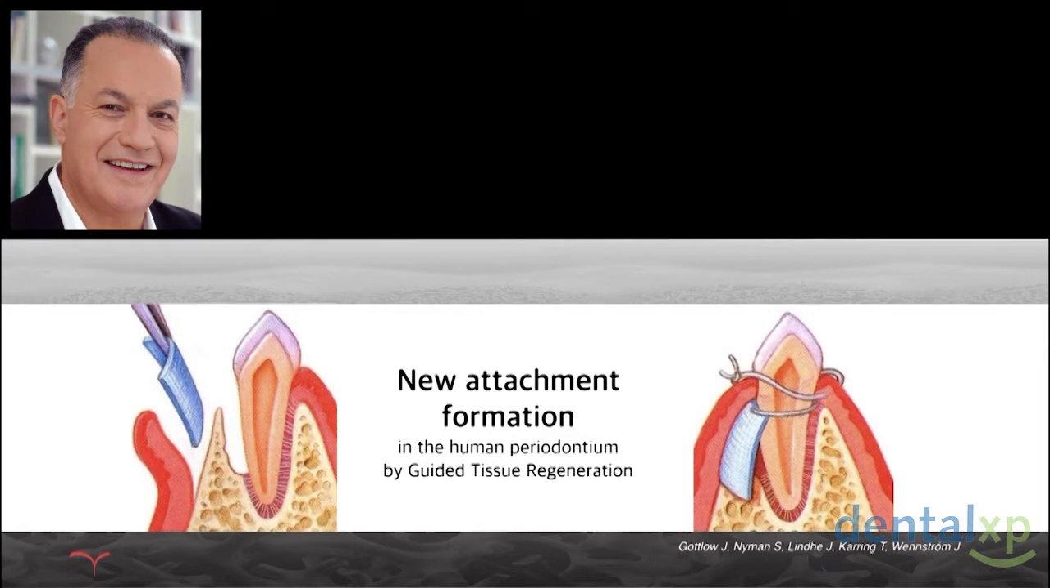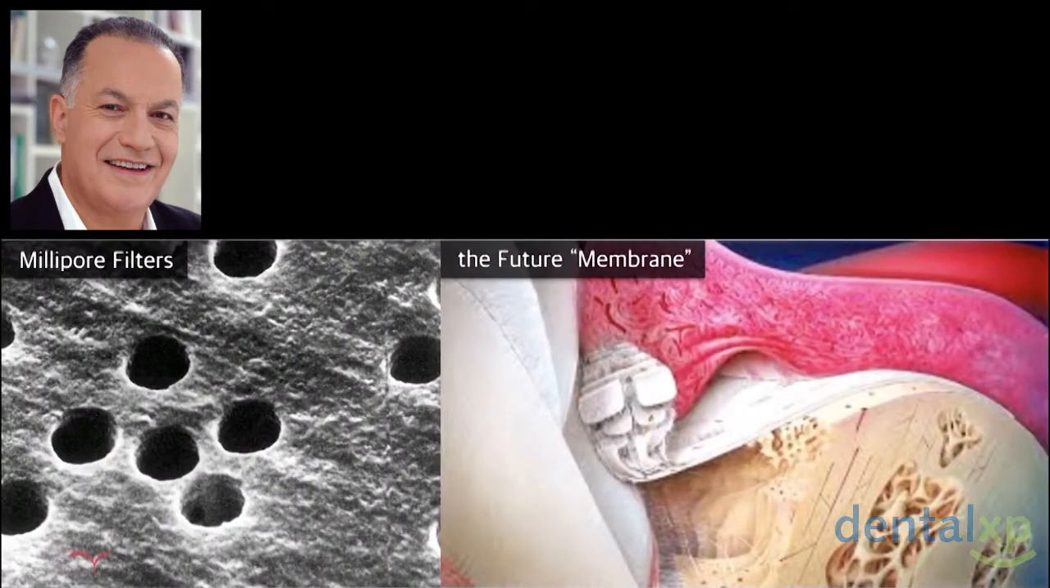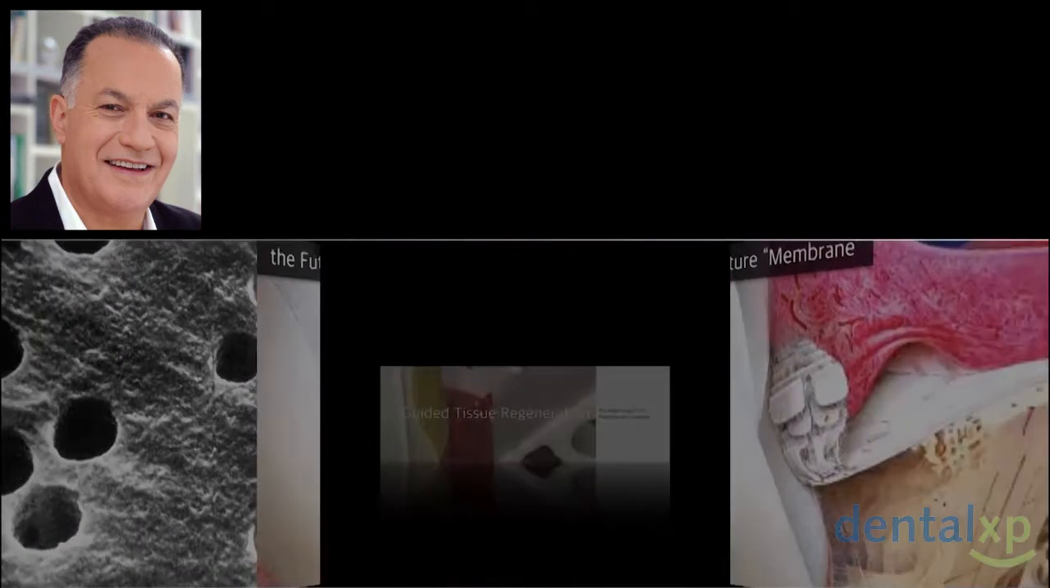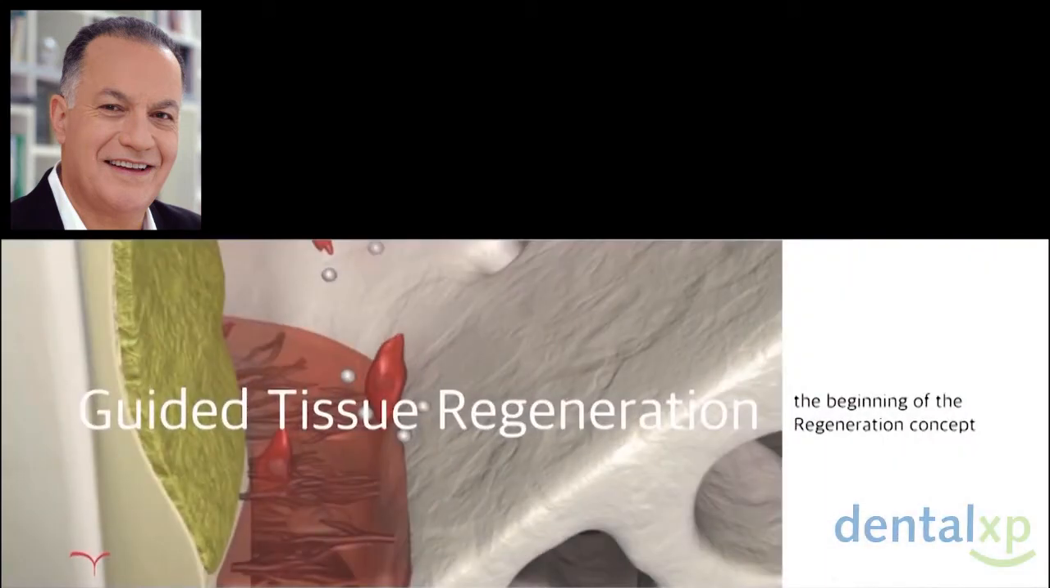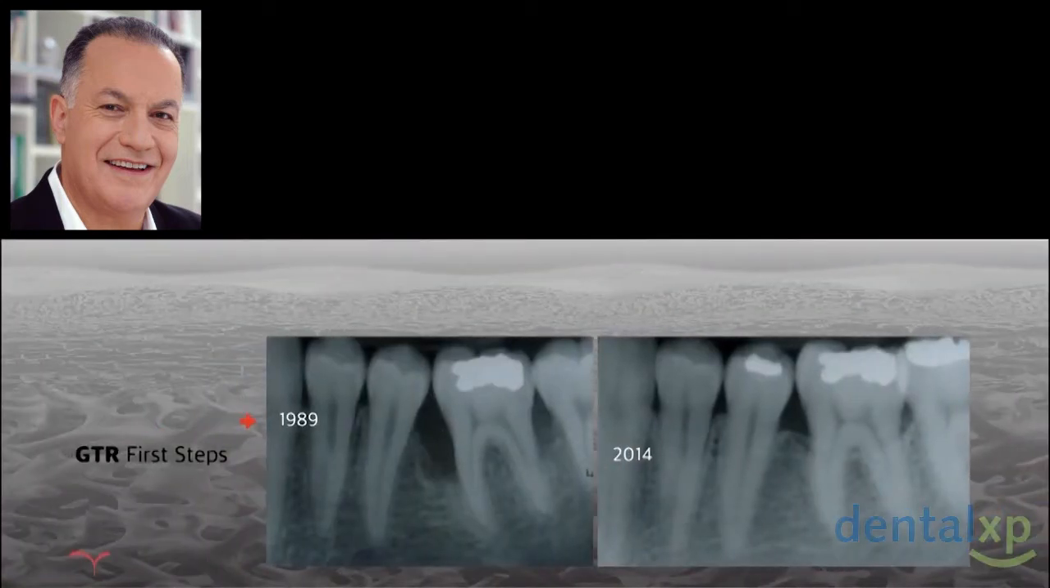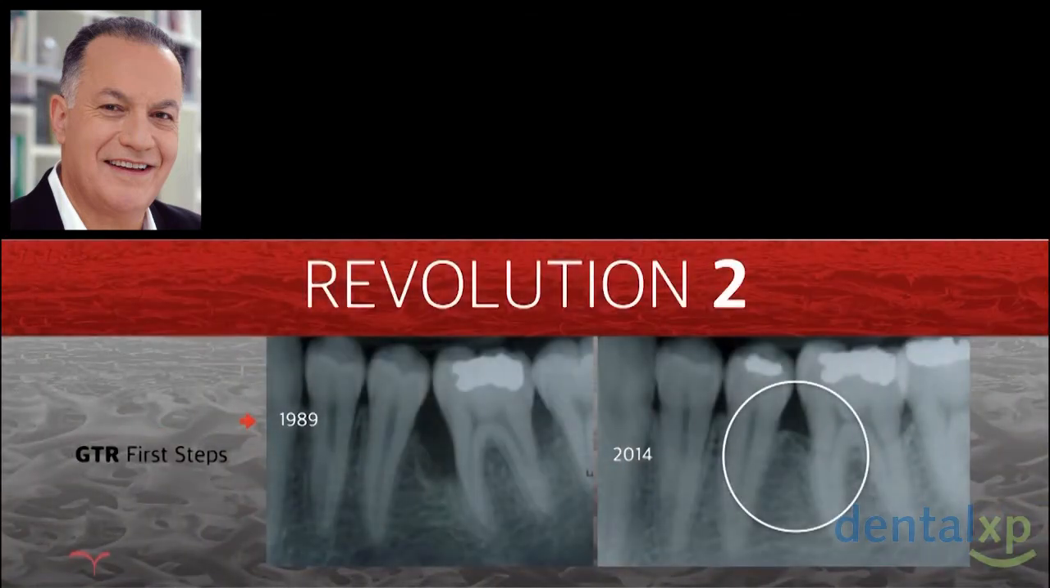This year, we heard about Jan Lindhe and his wonderful team in Gothenburg in Sweden, where they were working on a filter to try to let the fibroblasts of the periodontal ligament do their job. And it was the beginning of the membrane, the first Millipore filter that will become the future membrane. It was in 82. We saw the guided tissue regeneration beginning, and it was the second revolution.